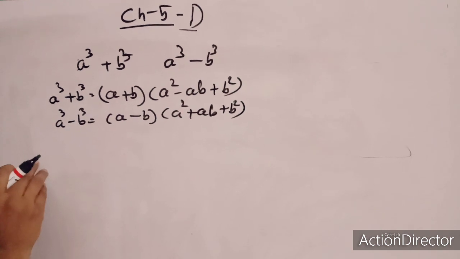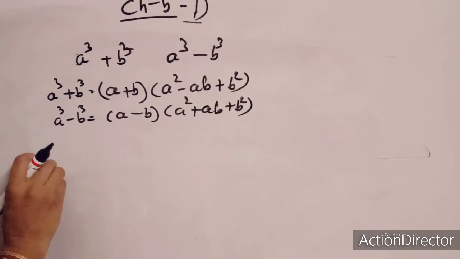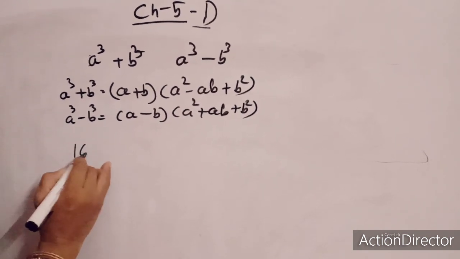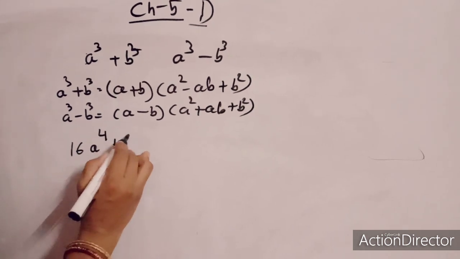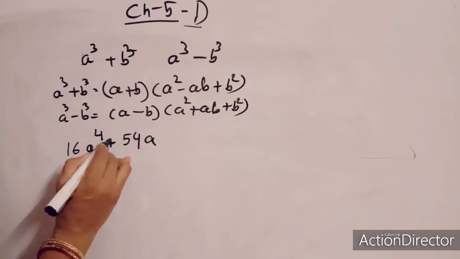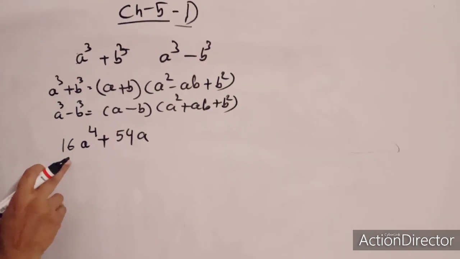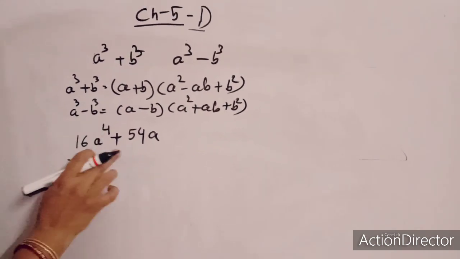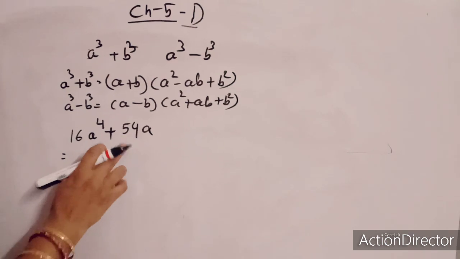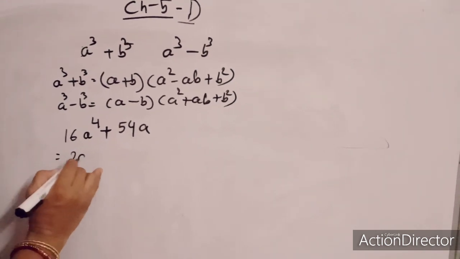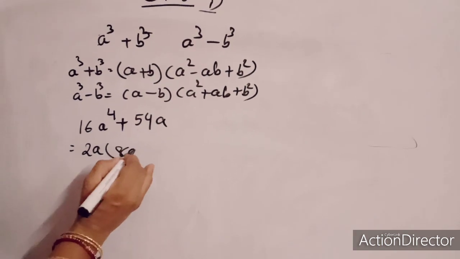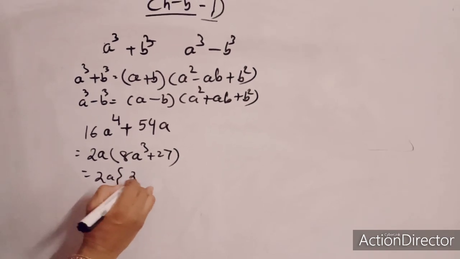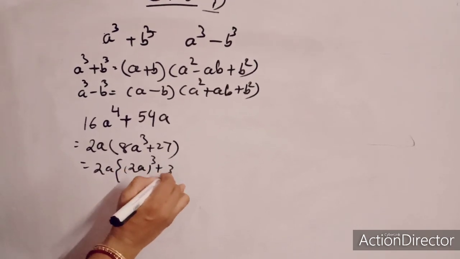One example I am doing so that you can do it in an easier way. Suppose the question is given in this way: 16a to the power 4 plus 54a. So you have to show these two as perfect cubes. Last exercise we did perfect squares. Here you have to do perfect cubes. So how can you find out? I am taking out 2a here. So 8a cube you can get and 27 you can get. So this one is equal to 2a times ((2a) whole cube plus 3 whole cube).